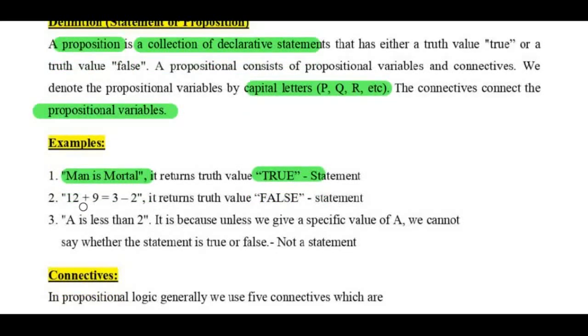Second example is 12 plus 9 equal to 3 minus 2. So this is also a statement. We are going to verify whether the statement is correct or false. Here you see, what is 12 plus 9? 12 plus 9 is 21. And 3 minus 2 is 1. So here this statement is wrong, so we write false statement.